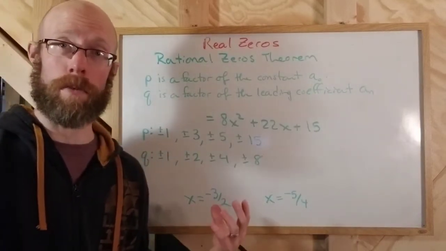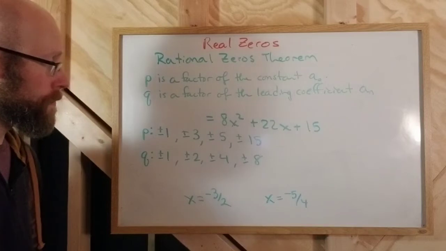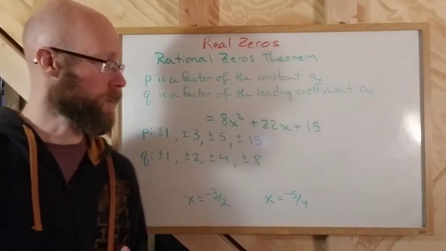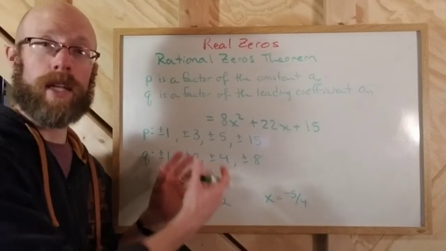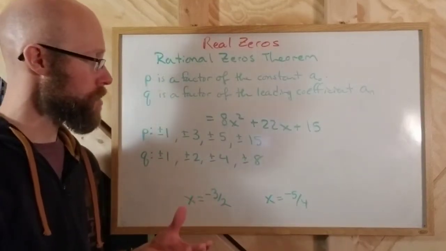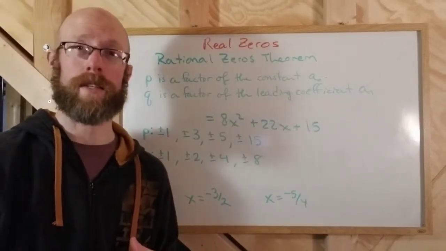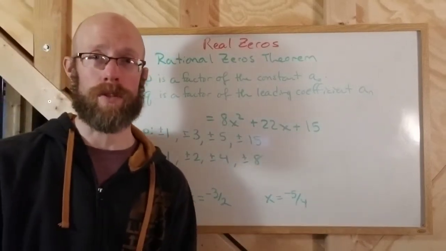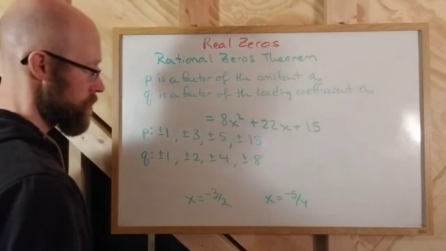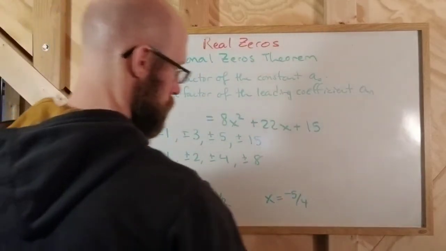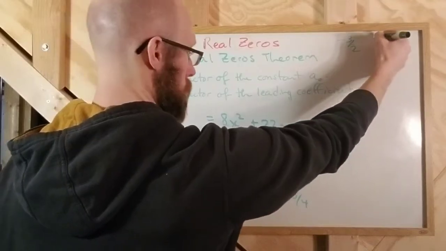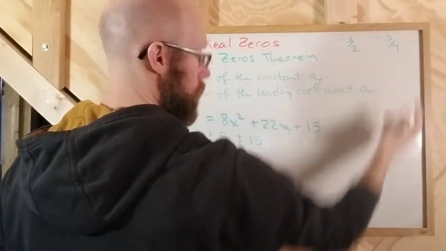It looks like it's going to be a lot, it is, but it is significantly less than if we didn't have this theorem. It narrows down our search. It's less than what we would get if we just looked at the polynomial and were guessing at real zeros or rational zeros. So the possible zeros, now again, I'll just set these over to the side, negative 3 halves, negative 5/4. Okay?